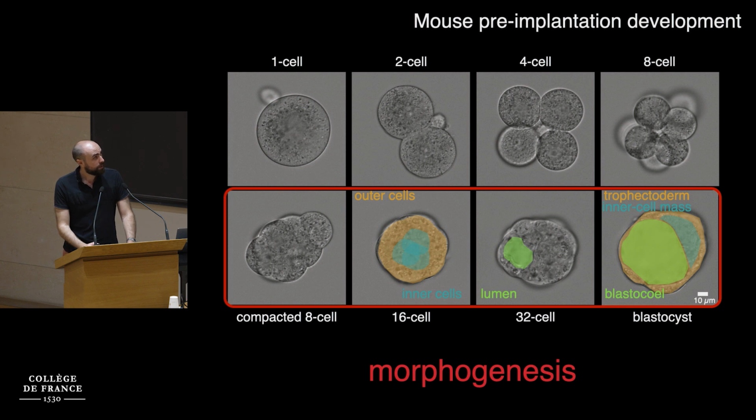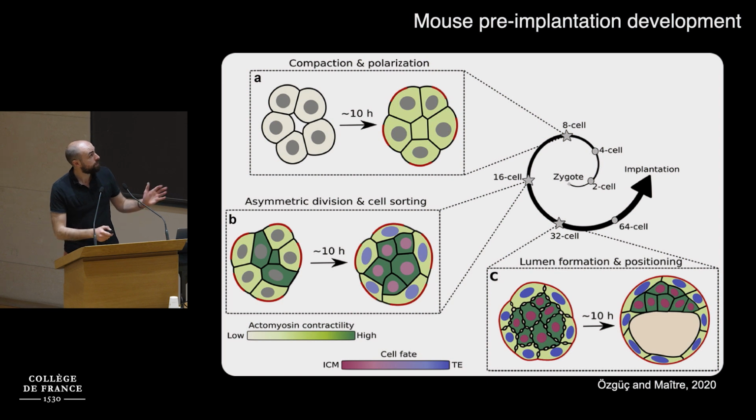And all of this morphogenesis is happening within 2 days. So it's a long time for changing shape. And each of those 3 morphogenetic movements takes about 10 hours. So 10 hours for compaction, 10 hours for the positioning of cells on the inside of the embryo, and then 10 hours for the formation of the lumen.